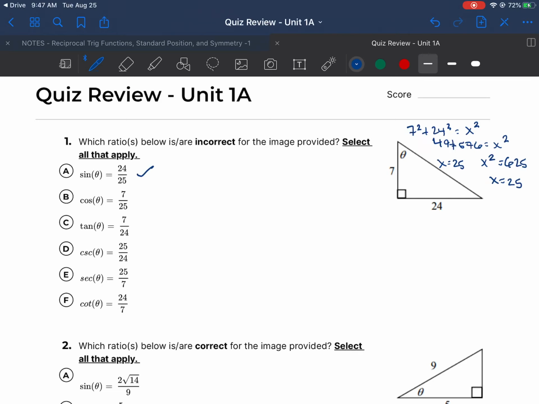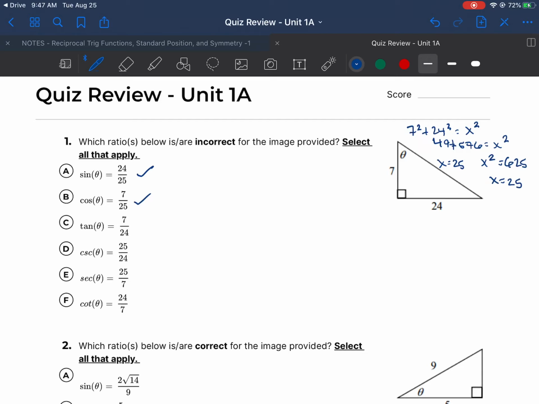Now let's look at the cosine of theta. Well, the cosine of theta is the adjacent leg divided by the hypotenuse. Relative to the angle theta, 7 is adjacent, and 25 is the hypotenuse, so we want the ratio 7 over 25, which is what we have. So 7 over 25 is also correct.